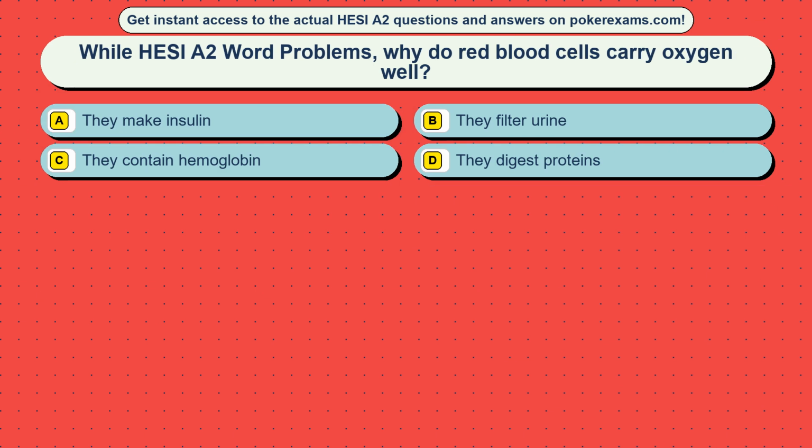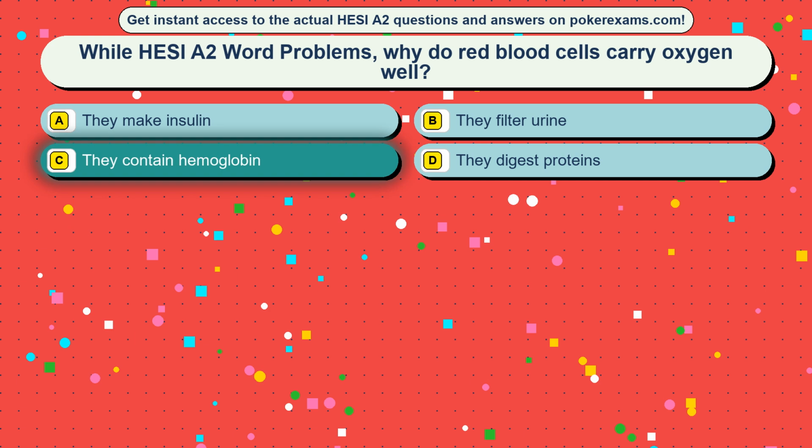Question 47. While HESI A2 Word Problems, why do red blood cells carry oxygen well? Option A, they make insulin. Option B, they filter urine. Option C, they contain hemoglobin. Option D, they digest proteins. The correct answer is option C, they contain hemoglobin.